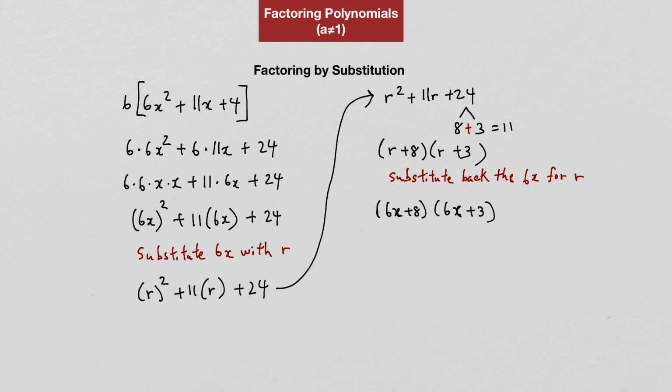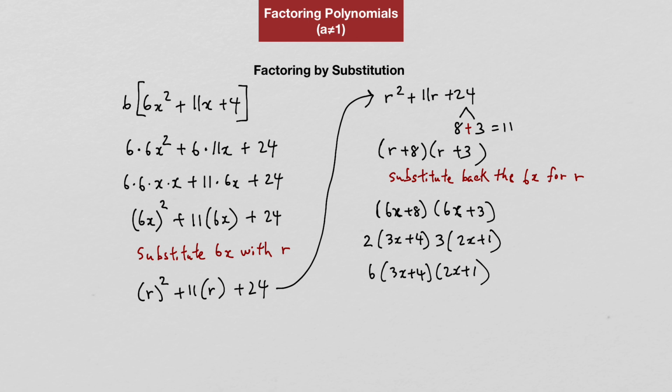We can factor out a 2 for the first binomial. So we factor out a 2, and we're left with 3x plus 4. And for the second binomial, we can also factor out a 3, okay? And that leaves us with 2x plus 1. Okay, so bringing these two together, since this is all being multiplied, 2 times 3 is 6. We're going to get 6 times 3x plus 4 times 2x plus 1.